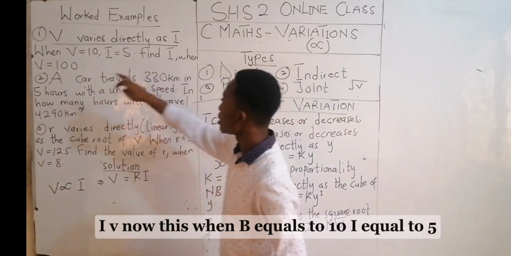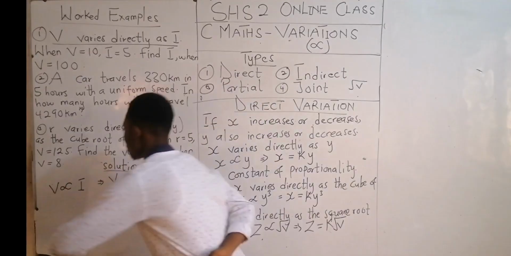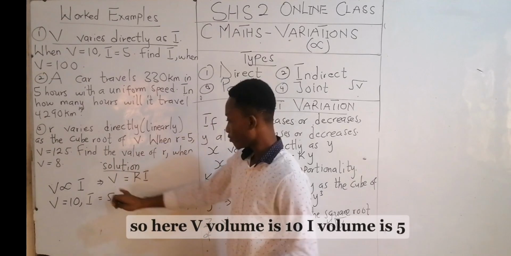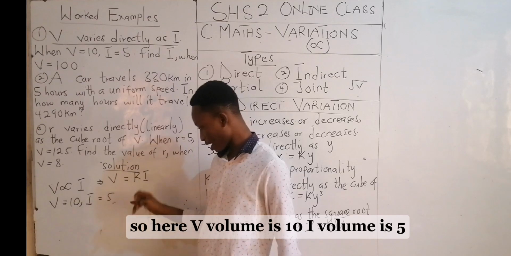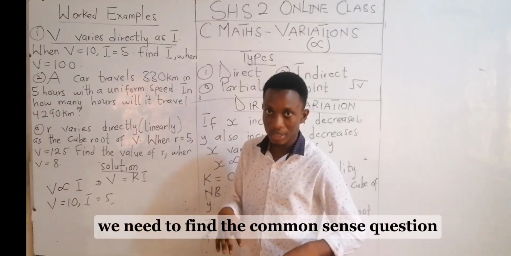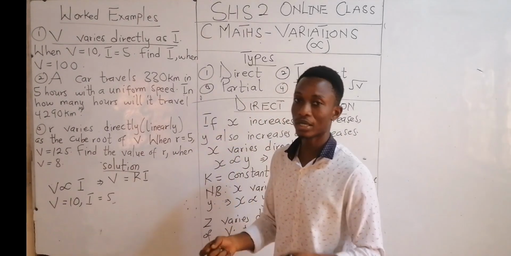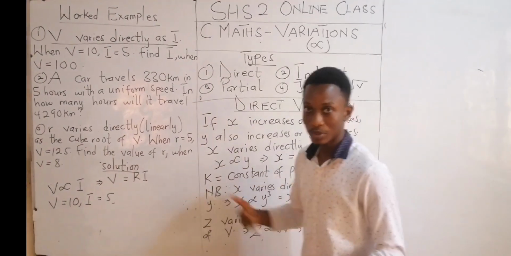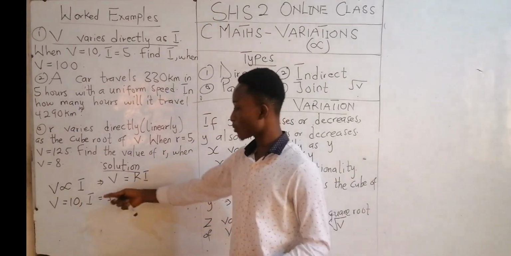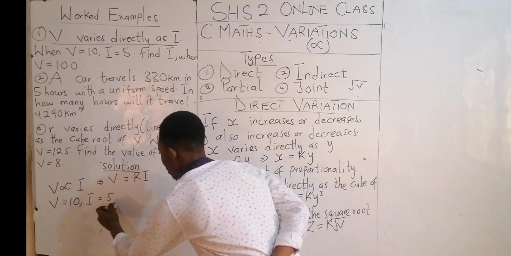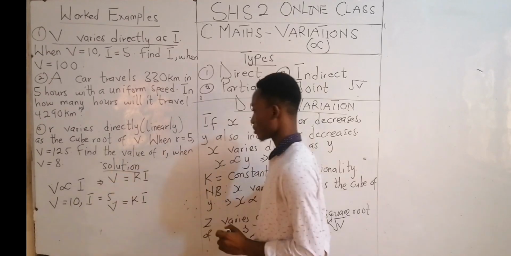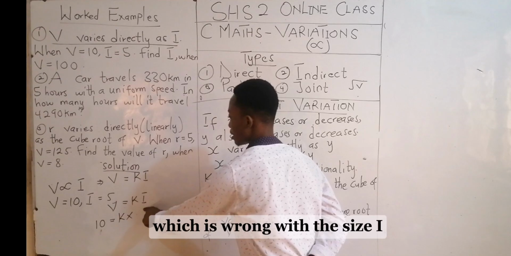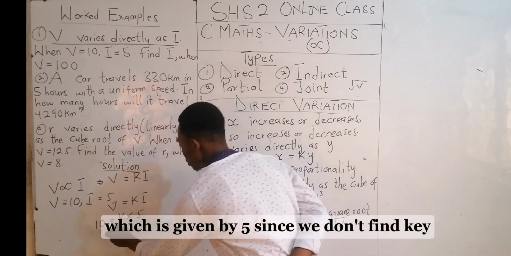Very good. Now it says when V is equal to 10, I is equal to 5. So here, V's value is 10, I's value is 5. We need to find the constant. The question hasn't given it. Sometimes the question would give you word problems. But here the constant k, the constant of proportionality, has not been given. You need to find it using these two values. So let's do a quick substitution. V is equal to kI. Then what do you think? V is given by 10 equals k, which we don't know, times I, which is given by 5. Since we want to find k, we divide both sides by 5.